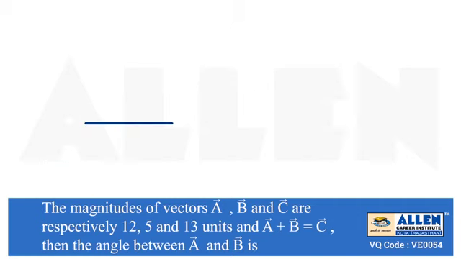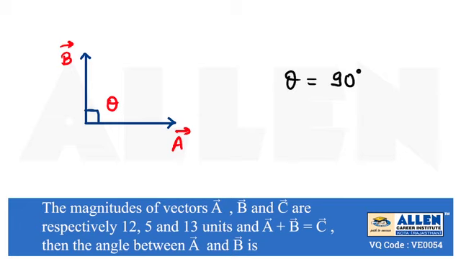This will be our A vector, and on extending I am representing from the same point B vector. So this angle will be the angle between A vector and B vector. So we can easily see the angle between the vectors, suppose it is represented by theta, is 90 degrees. Therefore the answer of this question will be 90 degrees.